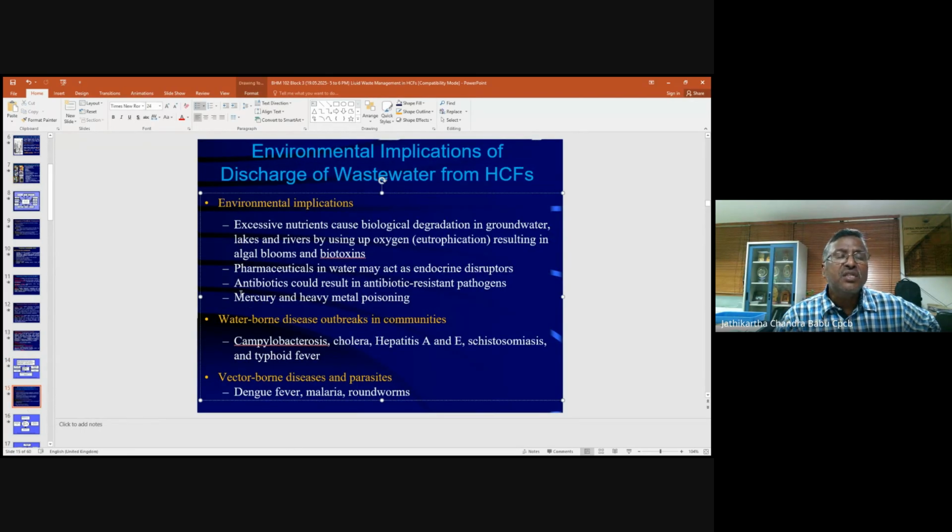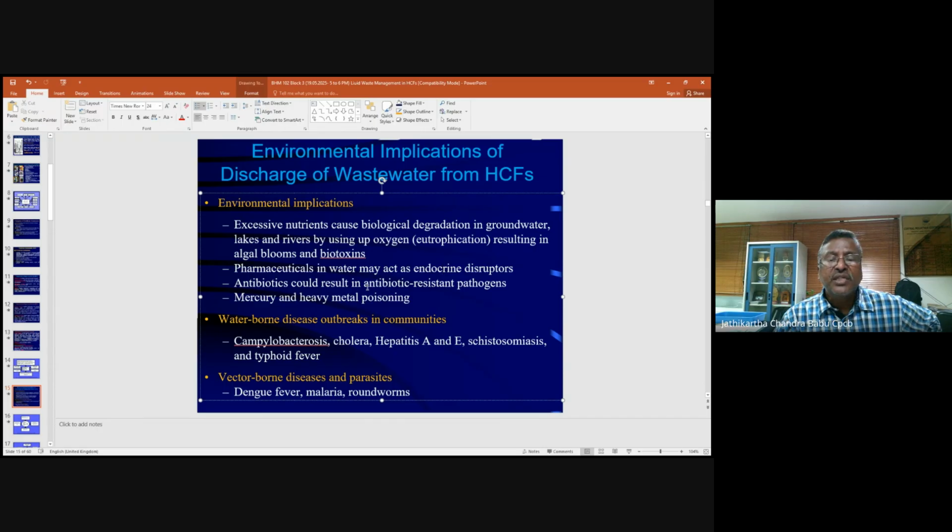Before discharge of the wastewater from hospitals, you have to ensure proper treatment because it can cause environmental implications. Excessive nutrients cause biological degradation in the groundwater, lakes and rivers by using up oxygen. Therefore, they consume more oxygen, eutrophication of lakes may take place, and contamination of groundwater may take place if liquid waste generated from the hospitals is not properly treated and disposed of. Pharmaceutical waste from the hospitals may contain pharmaceuticals, and they act as endocrine disruptors.